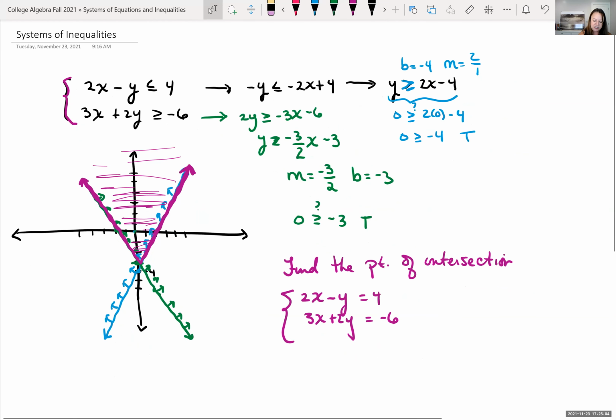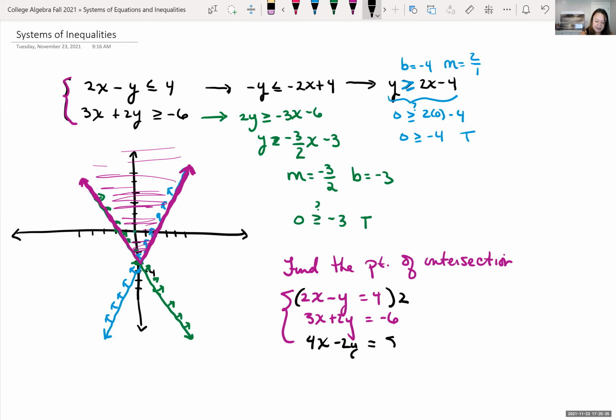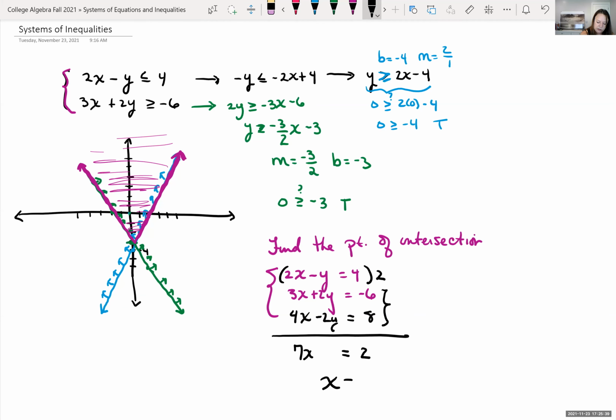I notice if I multiply 2 times this first row and add it to the second, then that would clear my y's. So if I do 2 times every term on each side of the first equation, 2 times 2x is 4x, 2 times negative y is negative 2y, equals 2 times 4, which is 8. So summing these two equations right here, we get 7x is equal to 2. So x is equal to 2/7. So that's the x value of that point, 2/7.